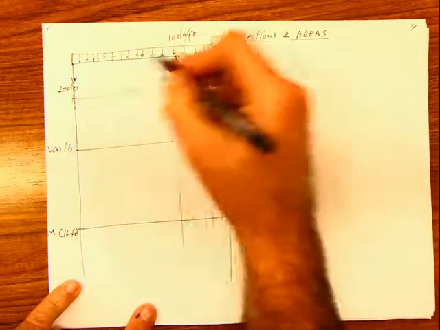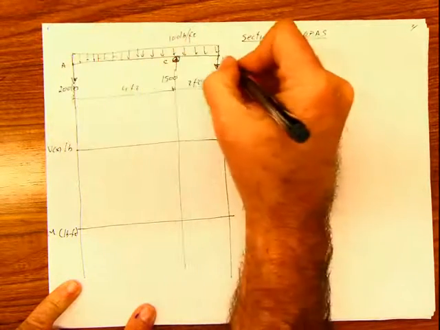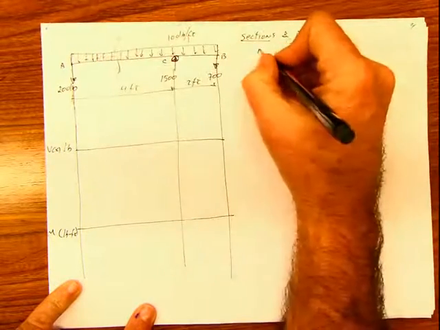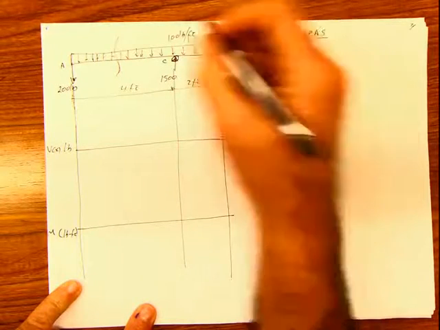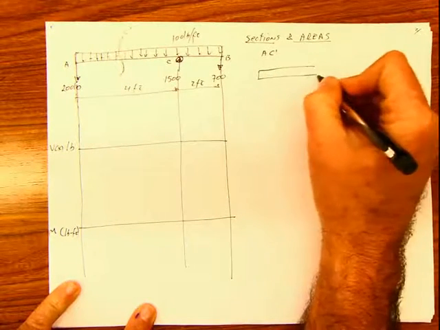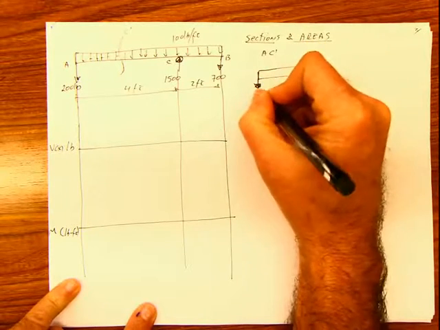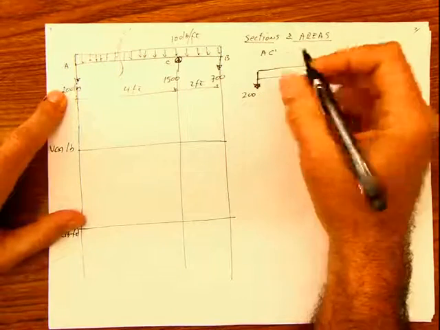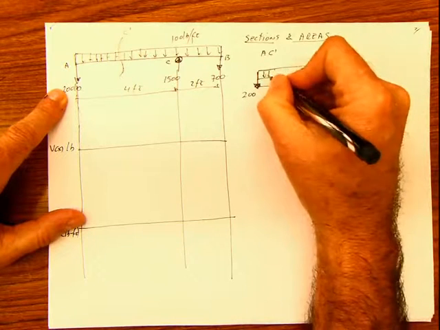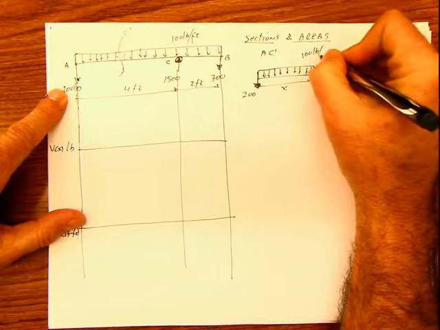So if we want to do that by the method of the sections, remember this is the point A, this is the point C, and this is the point B. We have to do first a section here in this part. So I'm going to work in the section A, C prime, if I call this point C prime, and you draw everything that is in that part. So you have 200 pounds, which is this load here, and you call this distance X. This is the distributed load of 100 pounds per foot.